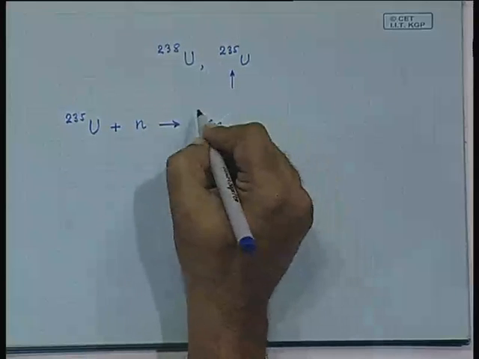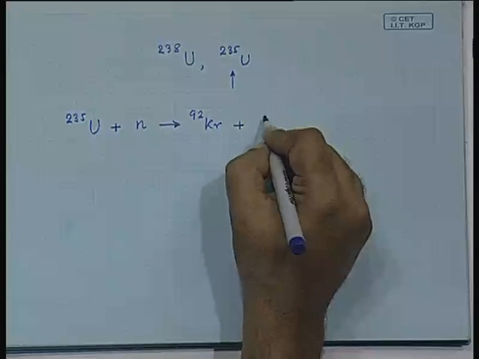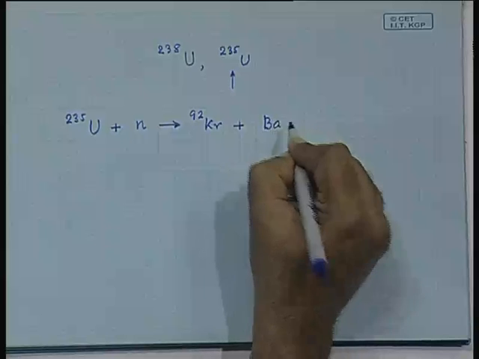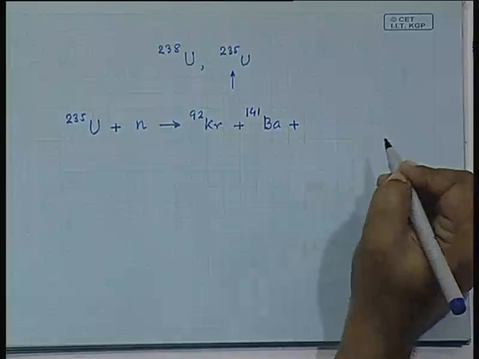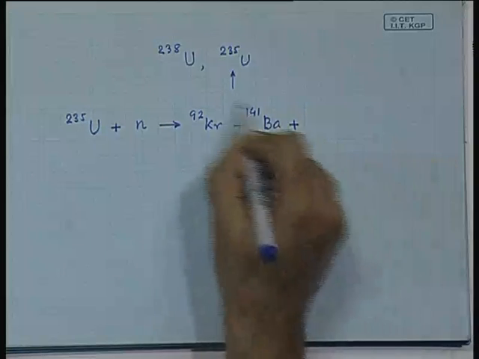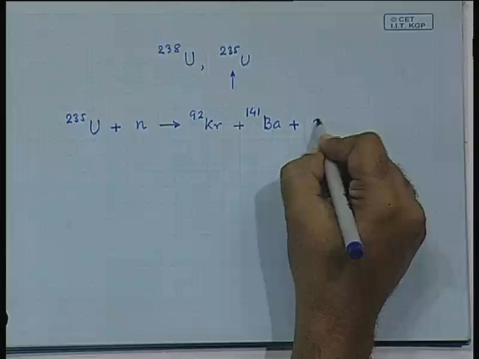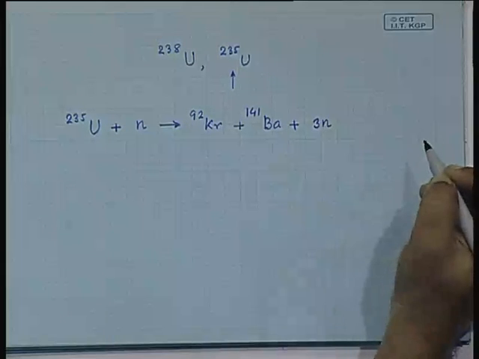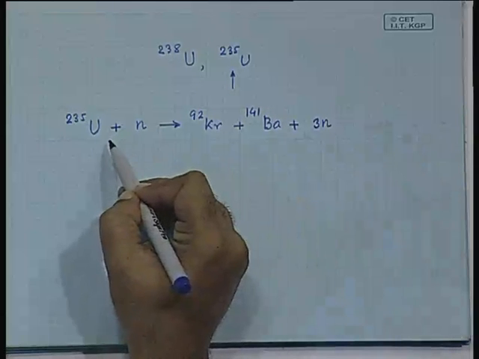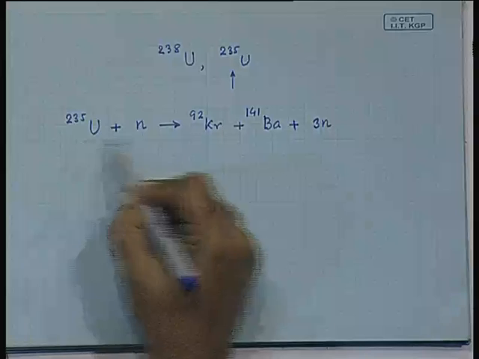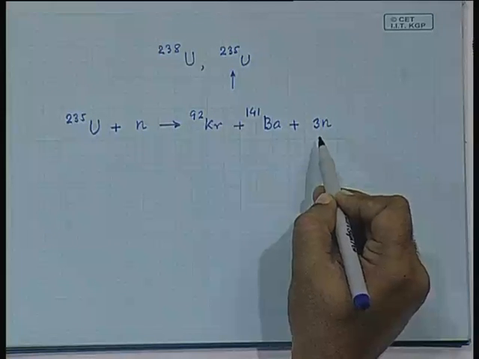krypton 92 plus barium 141 plus. These are the material products of the fission process, but it also yields 3 neutrons. So, 1 neutron is used up in the process of the fission, and 3 neutrons are created in the process of fission.